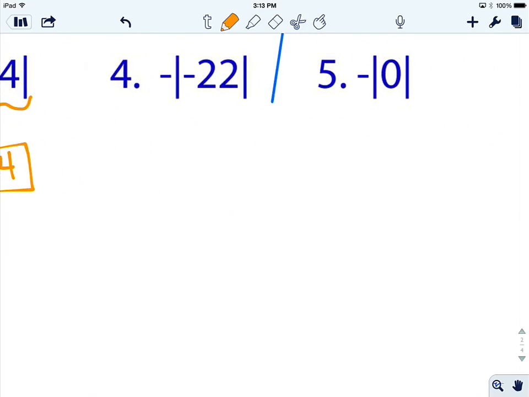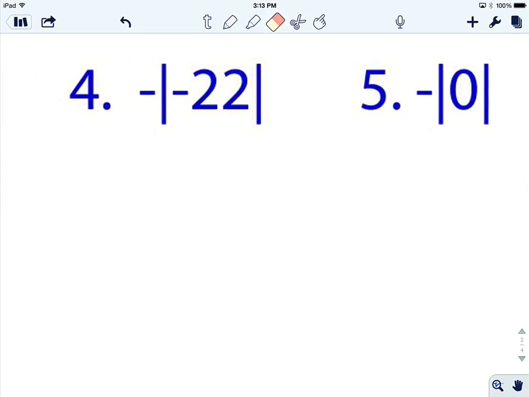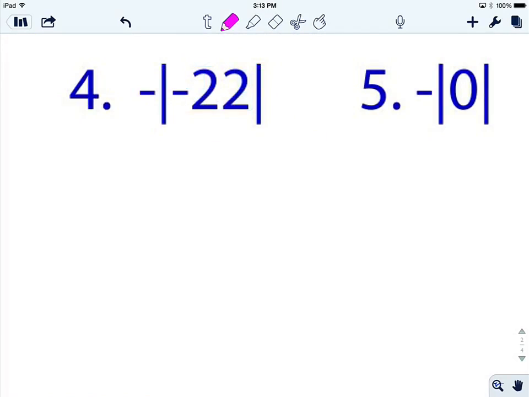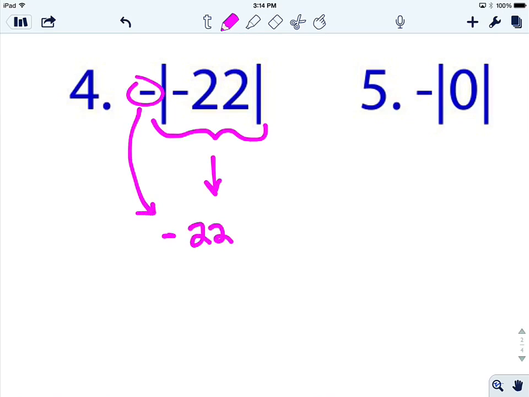But like number 4, we're going to do the same thing. Let me get rid of this stray mark. In number 4, we have the absolute value of negative 22. So that is going to be just 22. But I do have this negative sitting out here. So that negative is going to have to come down and just follow along with the rest of the number. So our final answer here is negative 22.